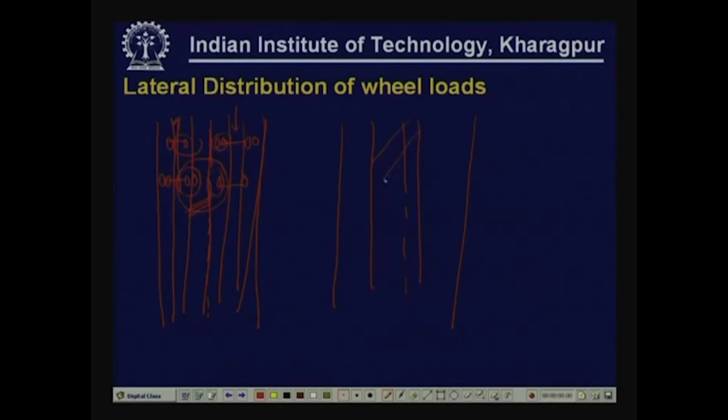Most of the time it is the central portion that carries wheel loads traveling in one direction and also wheel loads traveling in the other direction, but we have to make some observations about how the wheel loads are placed across the carriageway and which portion carries maximum wheel loads, what percentage, that has to be identified.